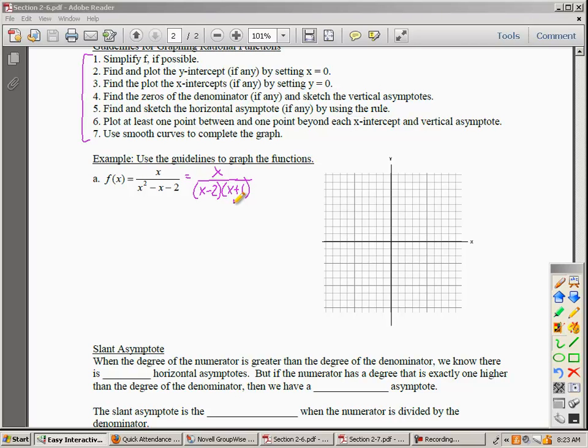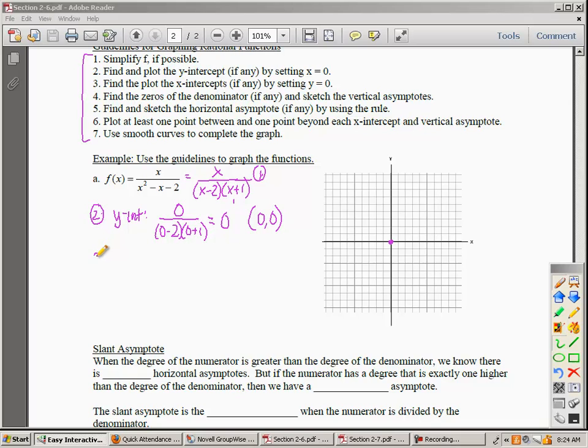Okay, we're going to do number 2. So this is number 1. Number 2, we're going to find the y-intercept. So we're going to set x equal to 0. In order to find the y-intercept, I'm going to put zeros in for my x's. So 0 over 0 minus 2 times 0 plus 1. Well, let's be honest. 0 divided by anything is always 0. So what that says is I have a y-intercept of (0, 0). It's going to hit my y-axis there at (0, 0).